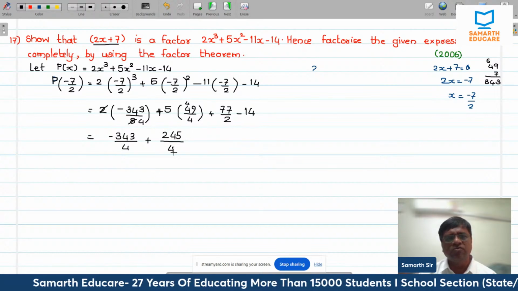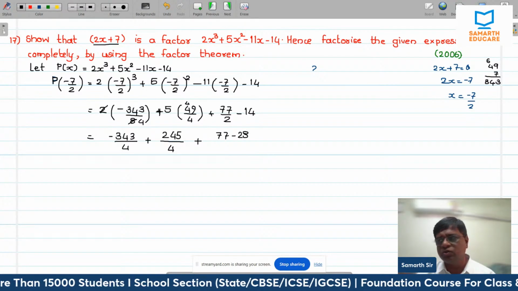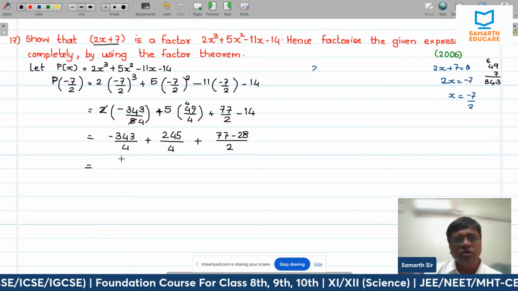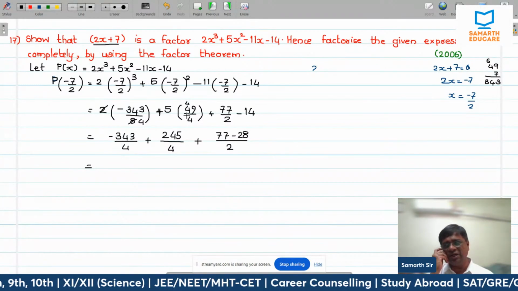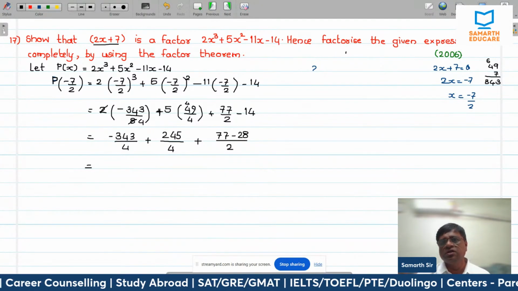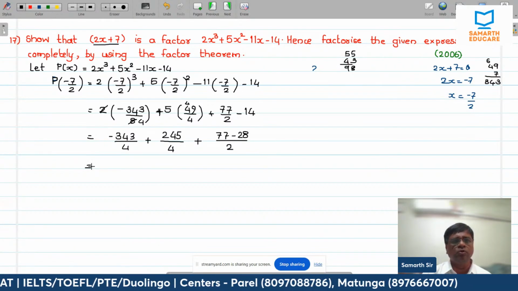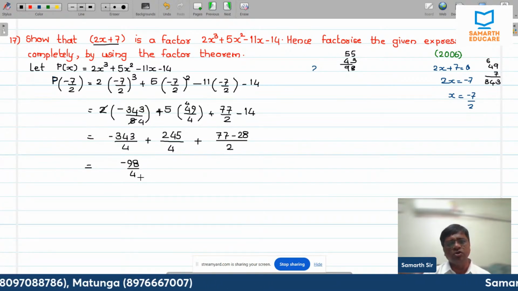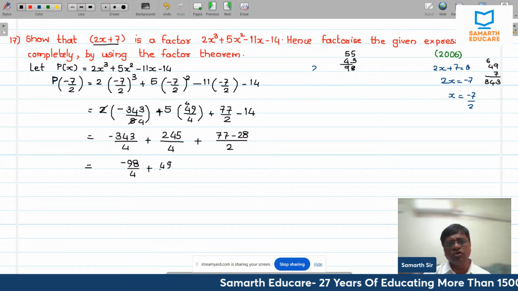So this is divided by 4 plus, if I take these two terms together, the LCM is 2. Here the denominator is 4, so I can subtract the numerators easily. While subtracting you should not take much time. Look, 245 plus 55 is 300, and 343 minus 300 leaves 43, so it becomes 98. If you don't understand what I'm saying, do it as you can, whatever is comfortable for you. Plus here, 49 upon 2.